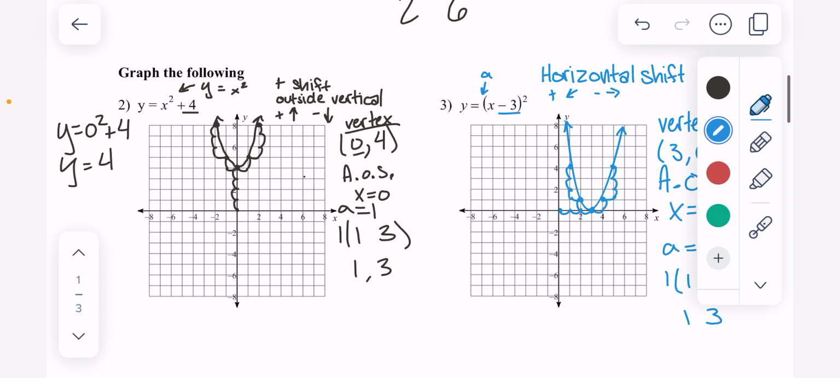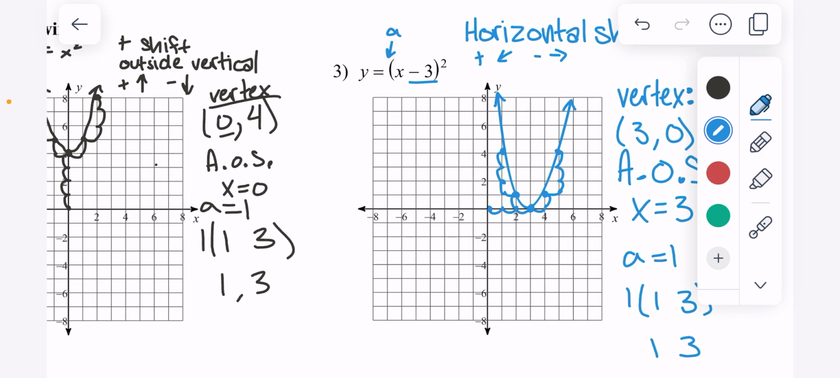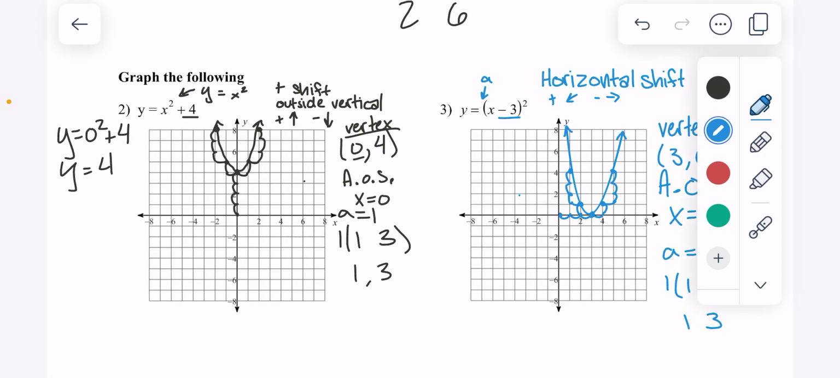And you can even use the vertex form on these type of problems like 2 and 3. For 2, we can see there's nothing adding to the x, so my h is just 0. But there's something adding to the y, so my k is 4. Number 3, nothing's adding to the y, but I have something adding to the x. So my h is 3, but my k is 0. So you can use the vertex form to do something like 2 and 3, but if you prefer it the other way, you can do that too.